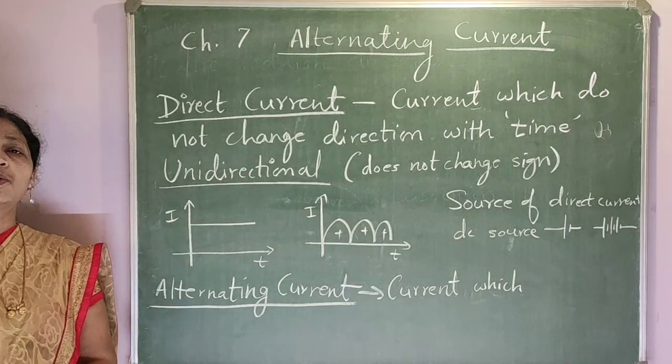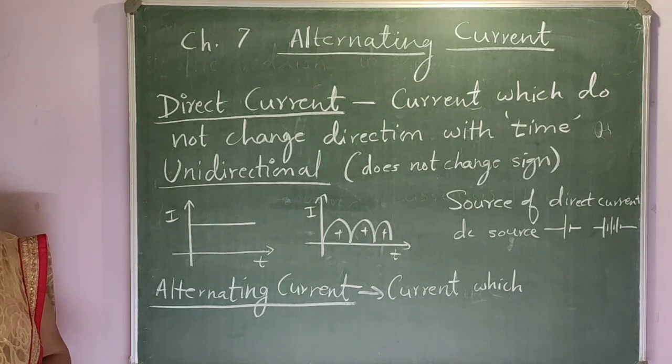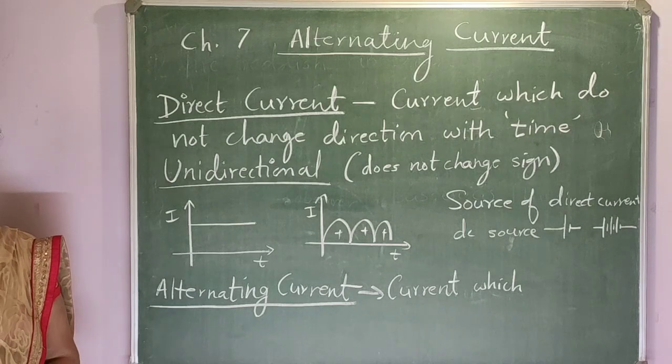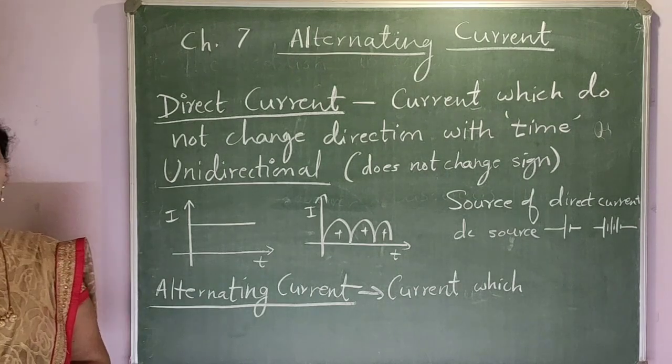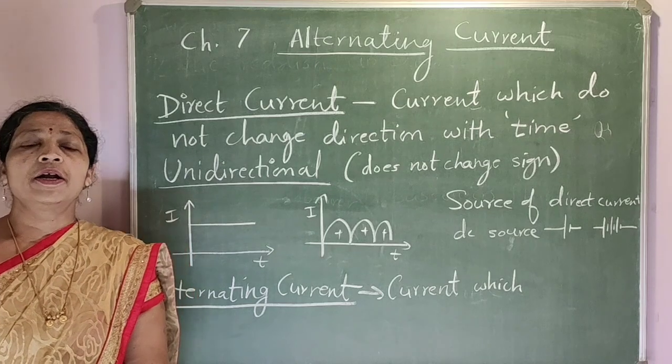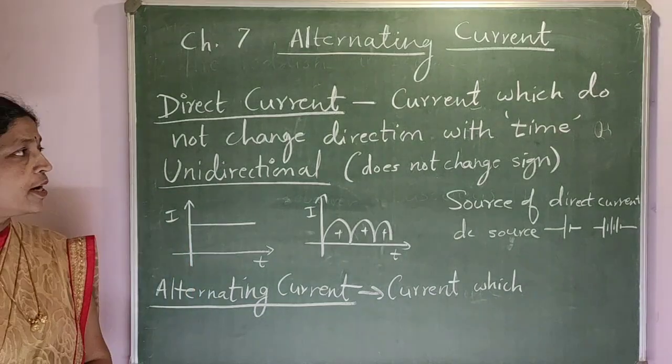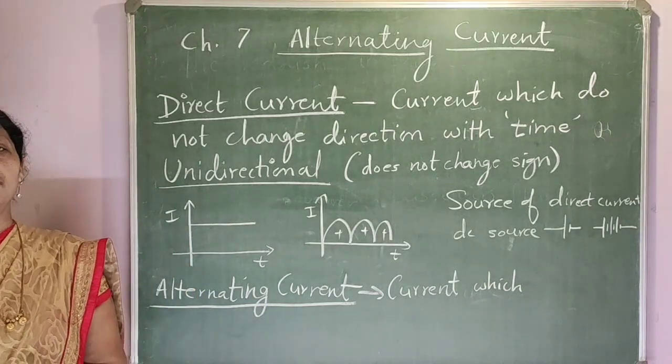Students, today we are going to discuss chapter 7, alternating current. Before starting the chapter, let us find out what is direct current and what is alternating current.